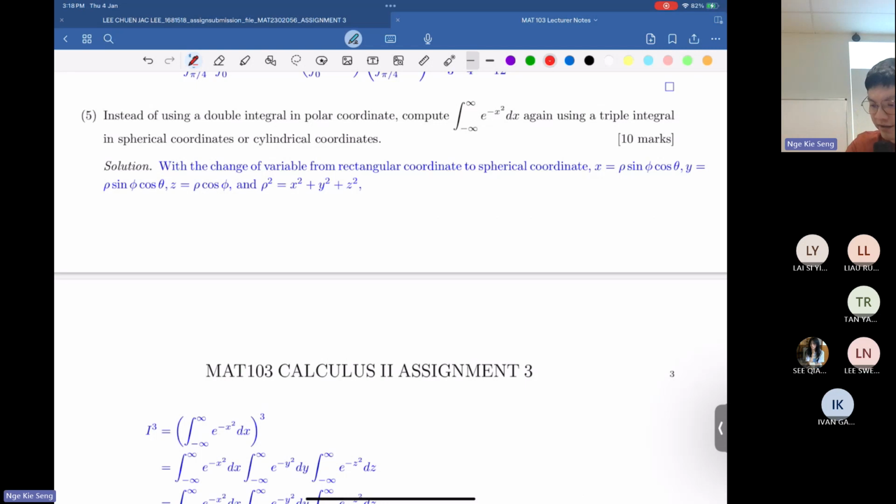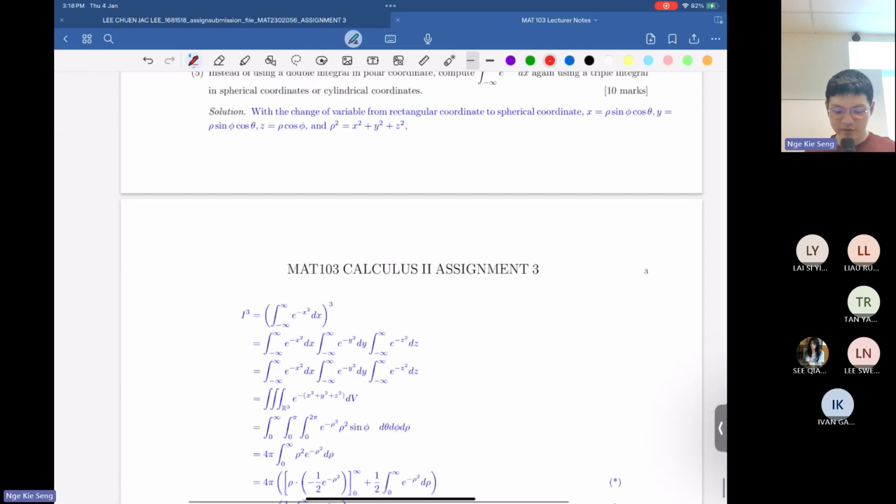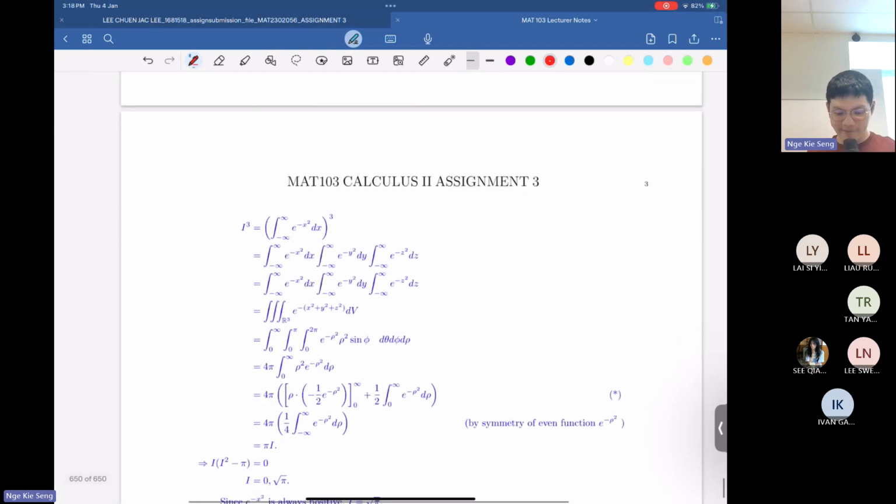Some of you got the wrong answer, but somehow you didn't realize, because in class we already showed that this integral is square root pi. So you have to at least make sure your final answer is square root pi. There are 2 ways to do this: you can use spherical or cylindrical. Actually, cylindrical is easier, but when I first thought about this, I did it in spherical. So I wrote down some spherical steps.